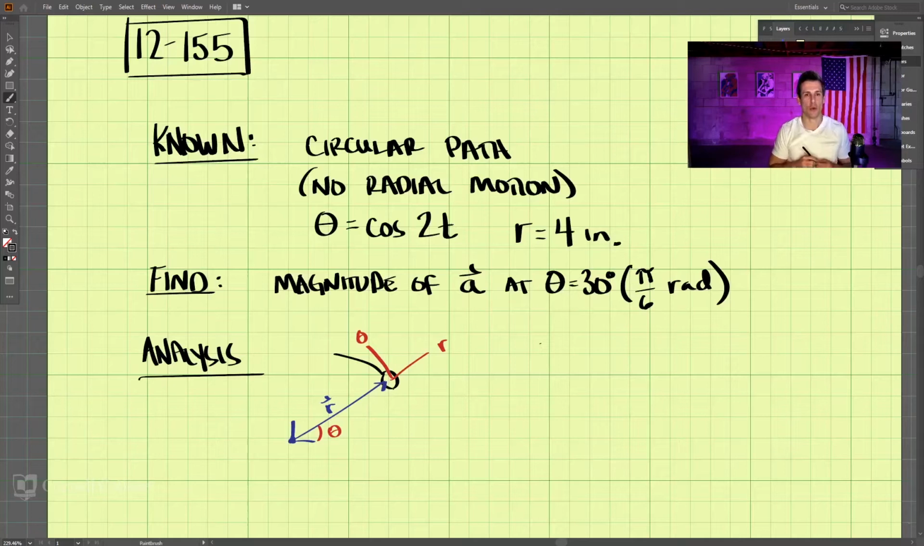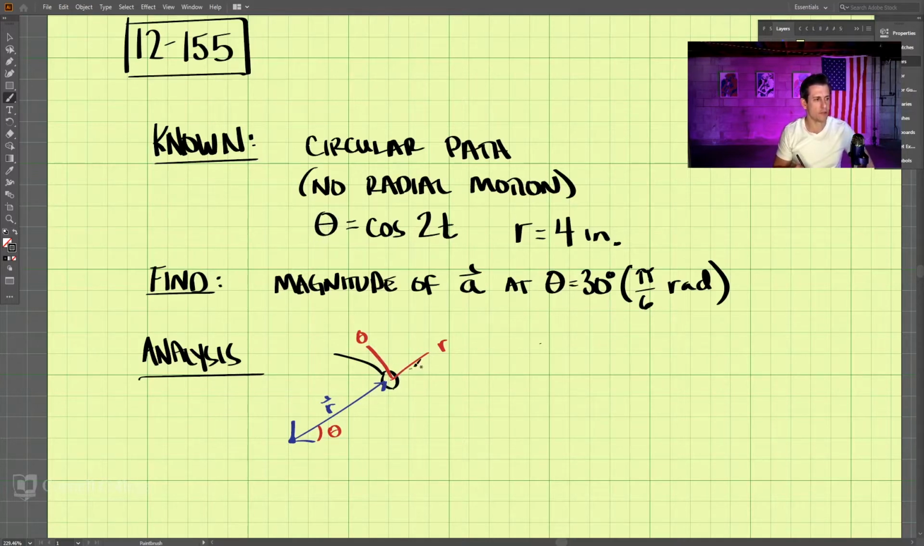All right, so let's do 12,155 here. And I think the most difficult part about this problem is the coordinate system that we're using here. We're given that a particle is moving in a circular path, so it's orbiting around with a radius of 4 inches. And we are given this equation, theta equals cosine 2t. So if we put in t in seconds, we get the position or the angle of it, theta.